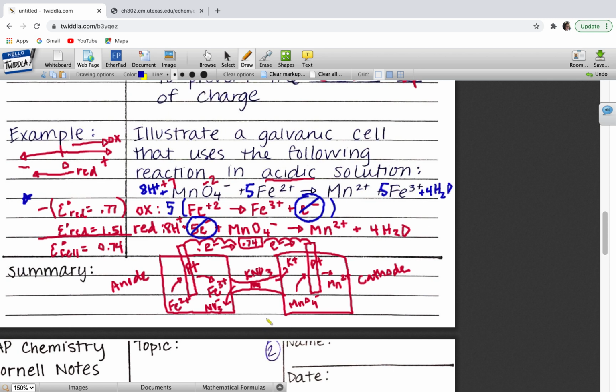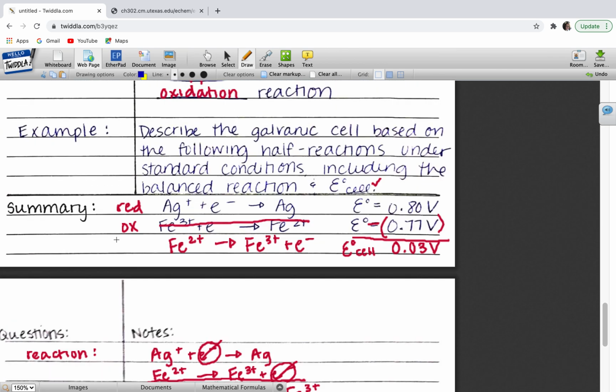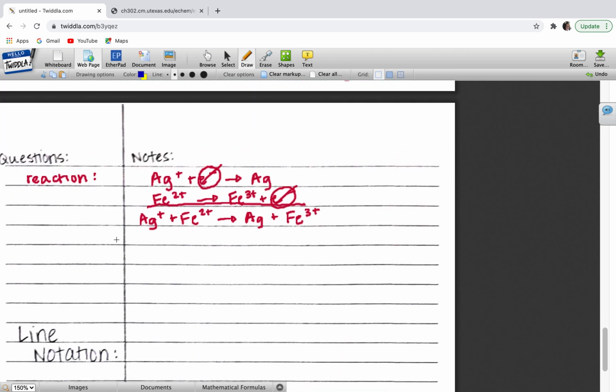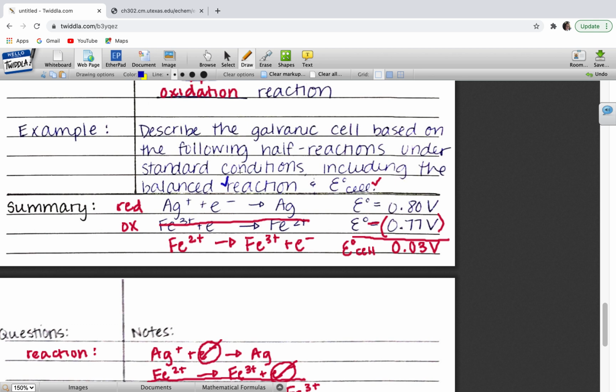And so that would be my balanced overall reaction. But again, one more time, for the people in the back: even though I multiplied this oxidation half reaction times 5, it did not affect at all the way that I calculated my cell potential. So just keep that in mind. It's not exactly like Hess's law. Anyway, bada bing, bada boom, we got the overall reaction. So I can check that one off. Now I need to describe it.